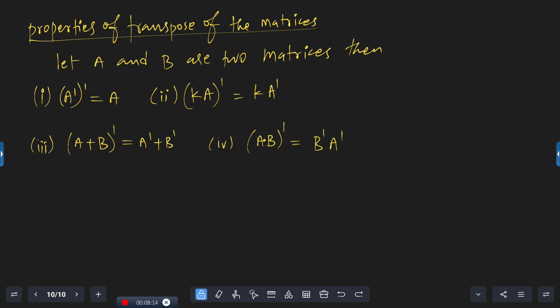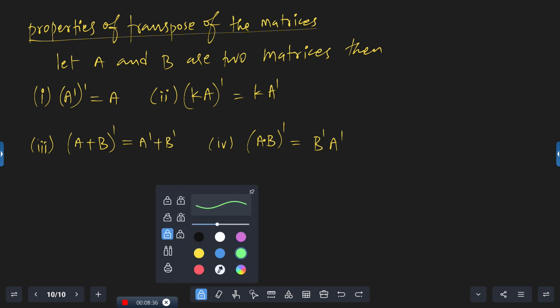These are the four properties we have. For each property we have separate sums in the exercise. Examples and all we will see directly in the sums. I don't want to give the sums separately now. Next topic now: symmetric and skew symmetric.